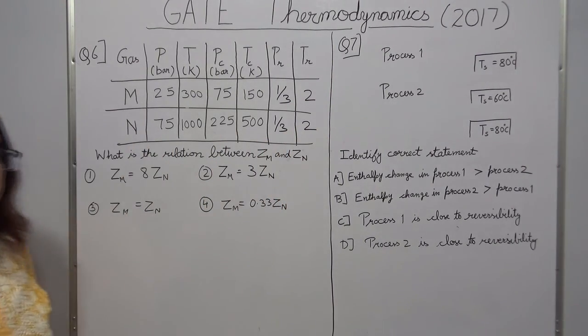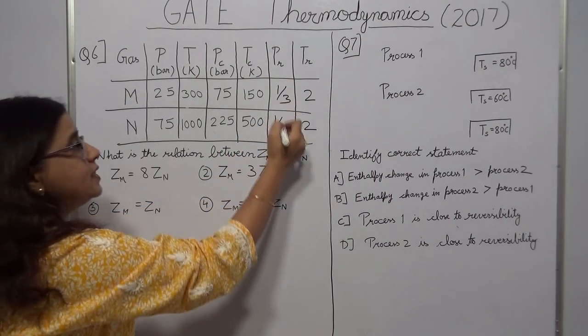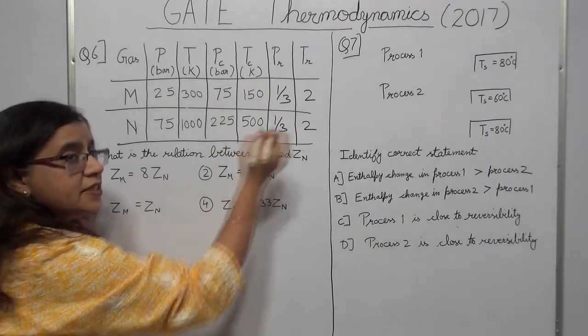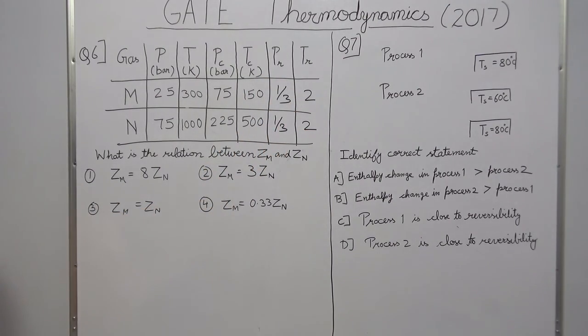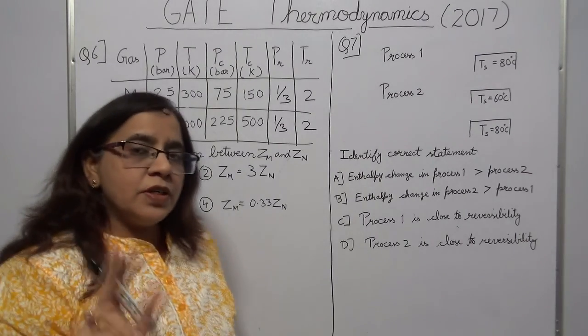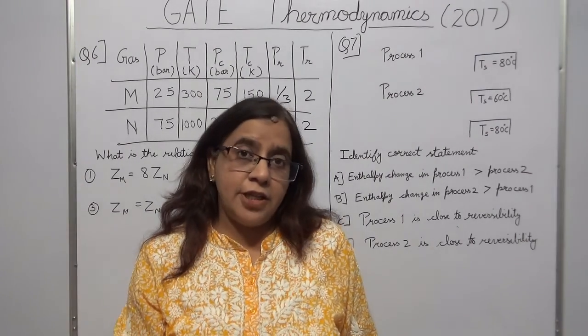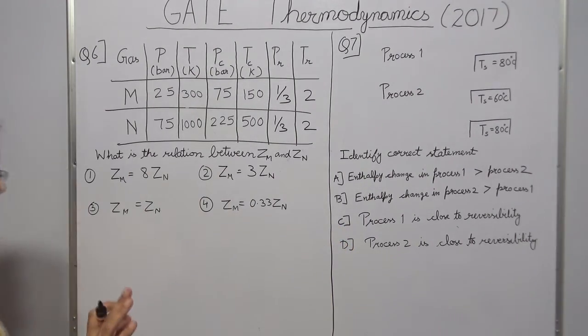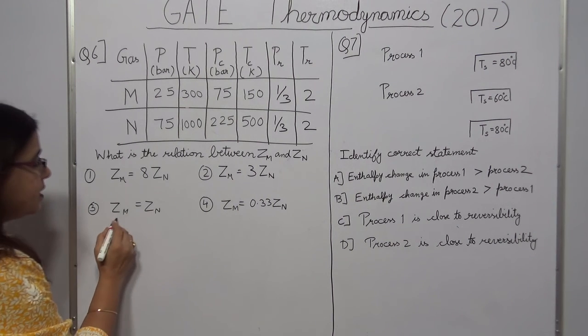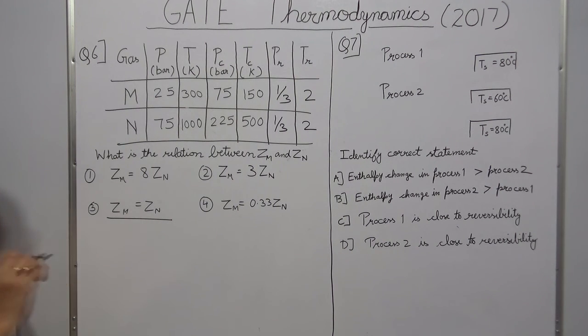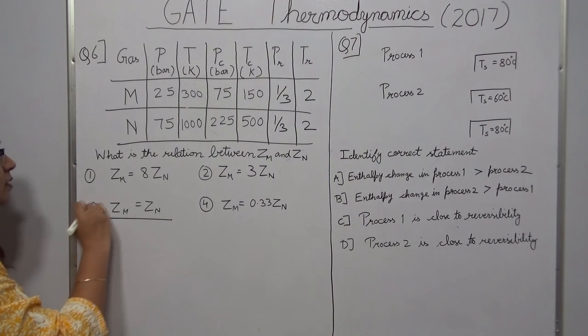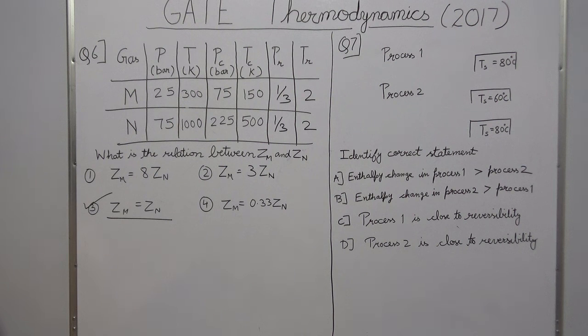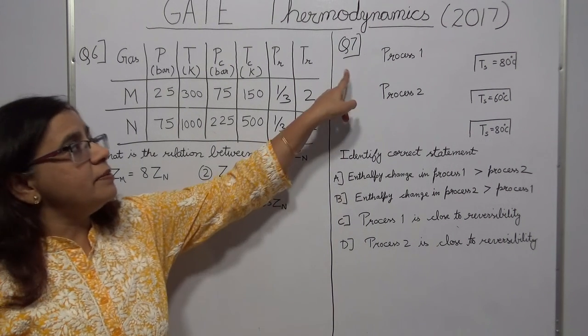So what you see over here is that these gases are at the same reduced pressure and same reduced temperature. So according to the two parameter corresponding state theorem, they should deviate from ideal behavior to the same extent. That means that their compressibility factors should be the same. So Zm equal to Zn. So it was a very simple problem. Next, let's see question number 7.